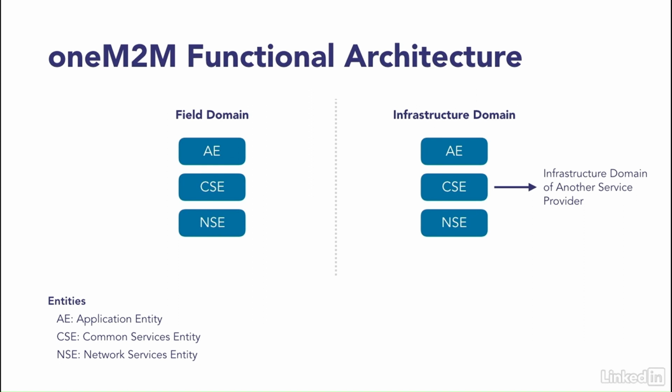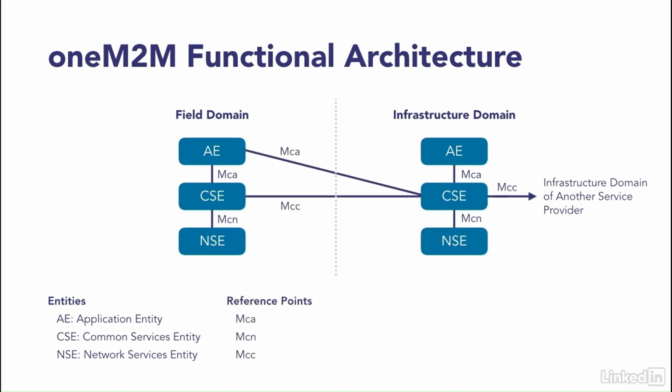Since there's information exchange between the entities, the reference points are defined, where one reference point contains one or more interfaces of any kind. The main reference points used between entities in the OMA system are shown here. Communication flows between an application entity and a common services entity cross the MCA reference point. Communication flows between 2 common services entities cross the MCC reference point. These flows enable a common services entity to use the services supported by another common services entity.